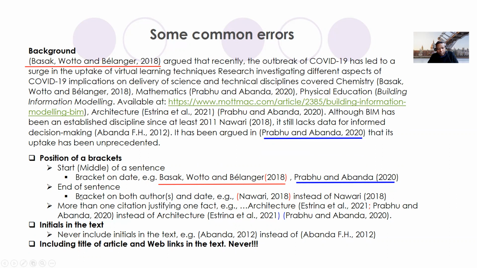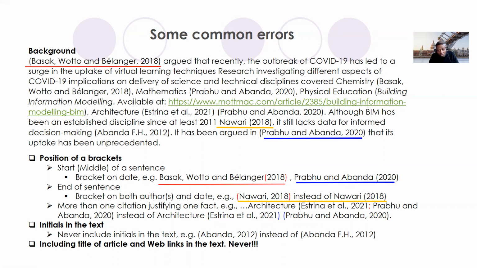Okay. Now, at the end of a sentence, if you look at Nawari, this one, you see, it reads, although BIM has been an established discipline since at least 2011, Nawari, so you want to justify that statement by Nawari. You don't do it like this. You have to put the bracket to cover the author and the year. And so it is Nawari 2018 all in brackets instead of Nawari 2018 with brackets only on 2018.